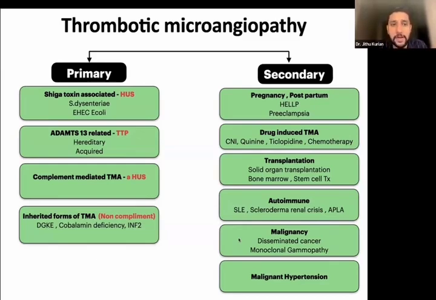For example, if you're looking at a primary TMA, the headings under which you should think are, first, Shiga toxin associated HUS, which was classically otherwise called the hemolytic uremic syndrome. Second is thrombotic thrombocytopenic purpura, which is ADAMTS13 related. Basically, there is a deficiency of ADAMTS13 or an antibody against ADAMTS13, resulting in a type of TMA where predominantly the manifestations could be neurological, and the prominent component is a very severe thrombocytopenia, and the renal dysfunction may or may not be there.